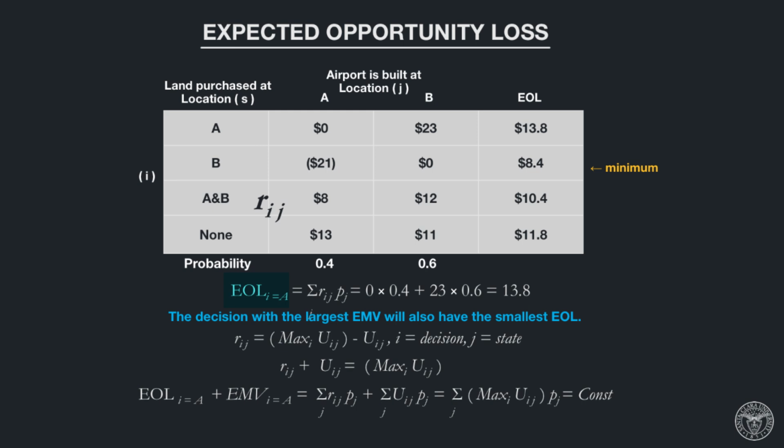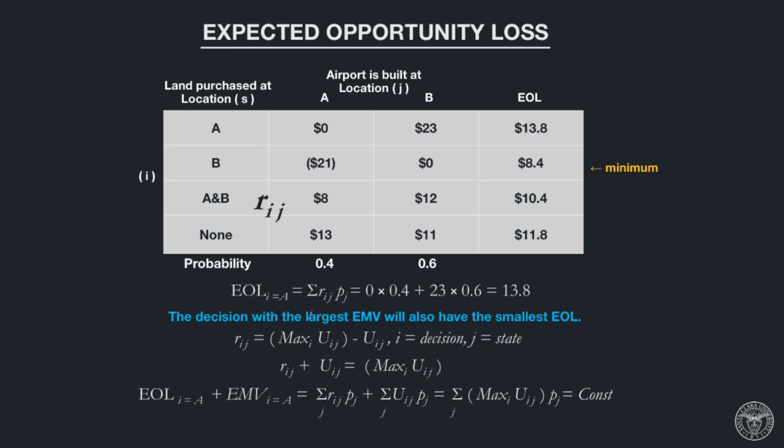Following the equation of the expected opportunity loss for decision i equal to A, we have 0 times 0.4. 0 is the regret for decision A if the airport is built in location A, and 0.4 is the probability for location A, plus 23 times 0.6. 23 is the regret of decision A in location B, and 0.6 is the probability of location B. Summing these two items up, we get 13.8 expected regret, or expected opportunity loss, for decision A.